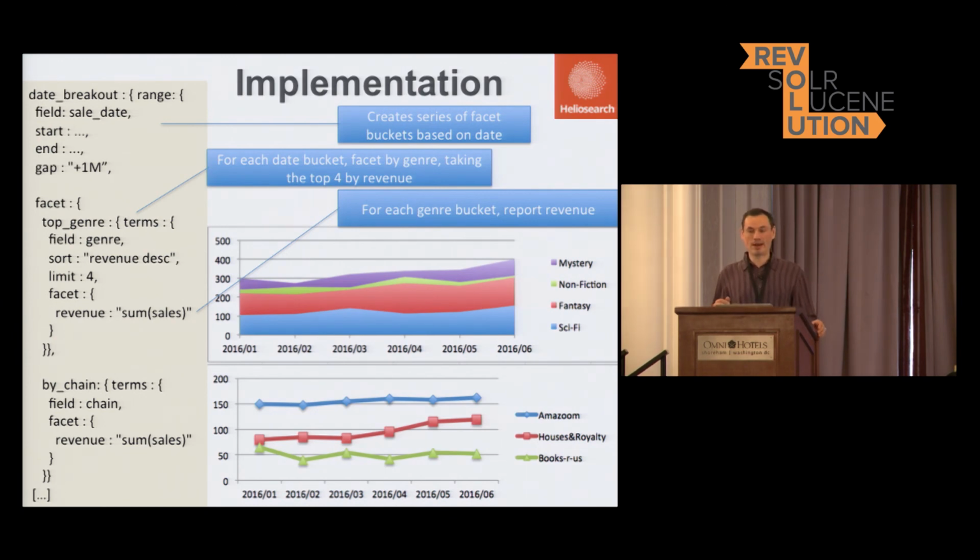And then for the second graph, we just add another sub-facet, and it's another terms facet on the chain field. Again, we ask for revenue as the sum of sales, and that will give us all the data we need to construct the bottom graph.